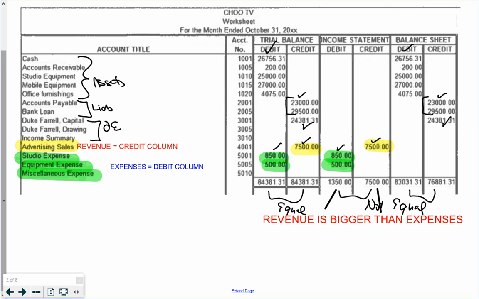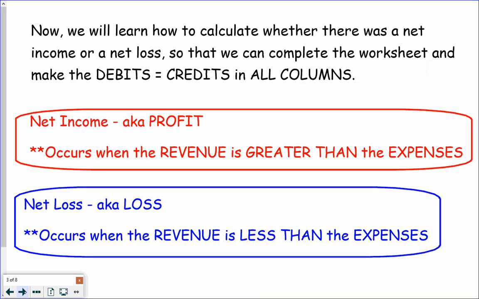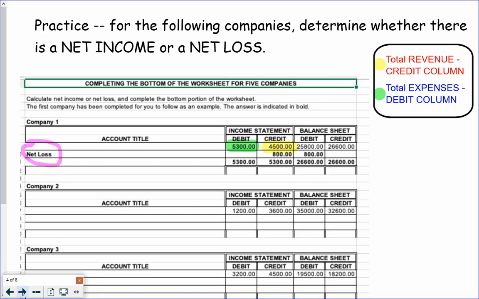So what you're going to do is look at your revenue and look at your expenses. A net income is also referred to as a profit. A net income occurs when revenue is greater than expenses. A net loss, also just referred to as loss, occurs when the revenue is less than the expenses. So revenue, remember, is money in. Expenses is money out. So when your money in is bigger than your money out, you make money. When your money in is less than your money out, you lose money. Okay, straightforward.